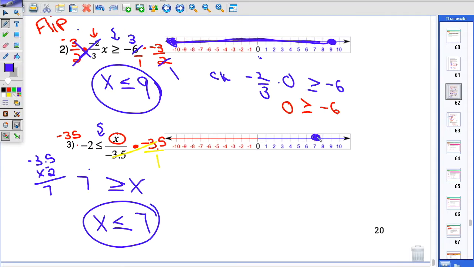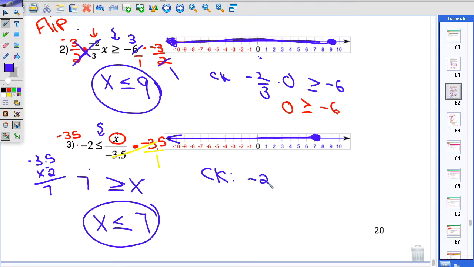Since the variable is on the left, the inequality is pointing to the left, so our graph goes to the left. Any solution that's being graphed is a possible answer. To check the solution, we can pick any number that is graphed on our number line as a possible solution, anything less than or equal to 7.